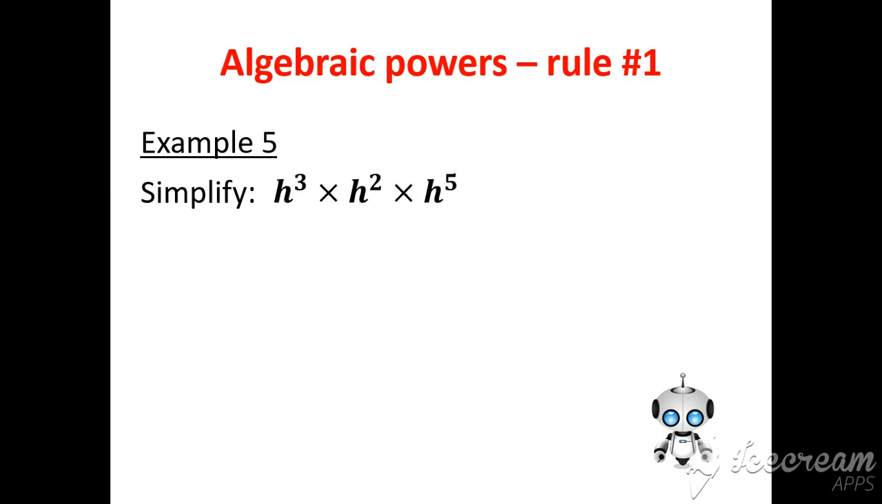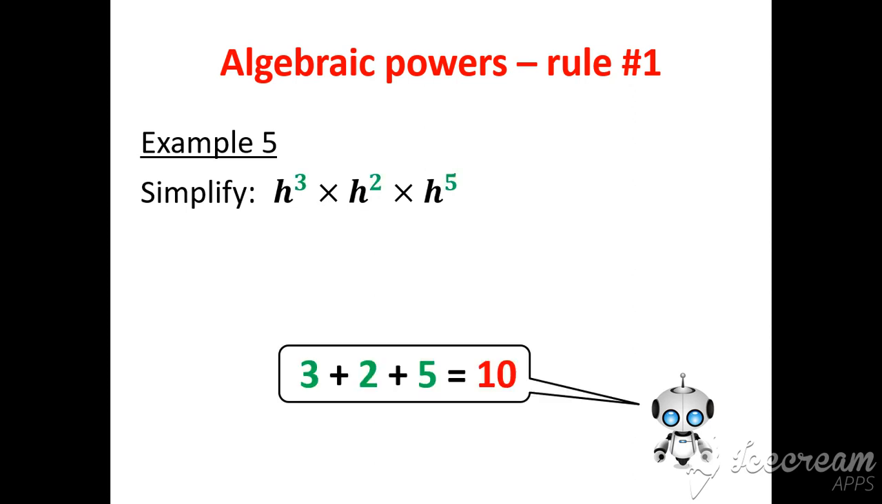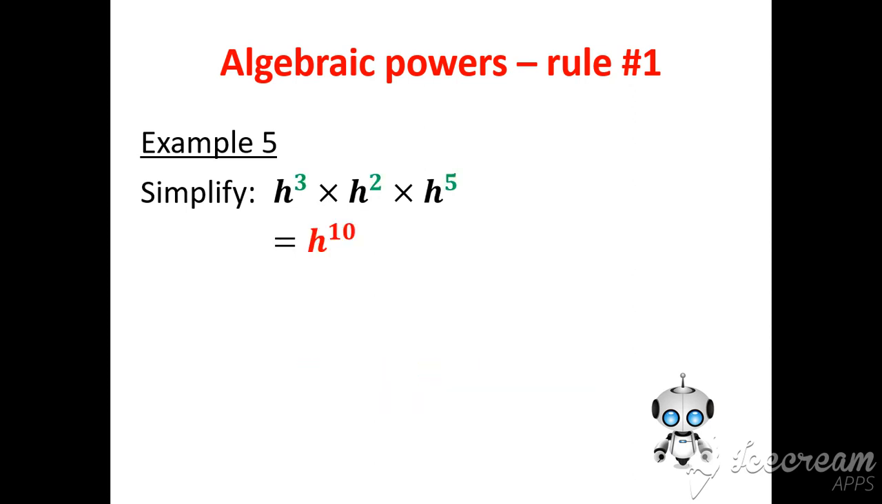All right, what about h cubed times h squared times h to the power of 5? Well, just because there's 3 terms, we can still plus the powers. So 3 plus 2 plus 5 makes 10. So we get h to the power of 10.